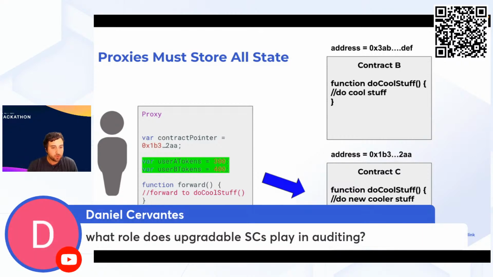What role do upgradable smart contracts play in auditing? Auditors will definitely look at your upgradable smart contract scheme and see how it works and see if there are any risks to the users. They play a very big role in the audits, and that's why all of this is so important.